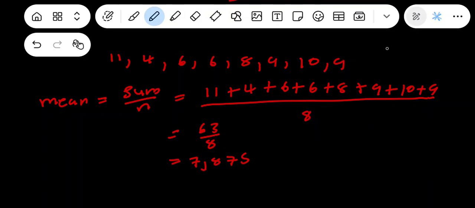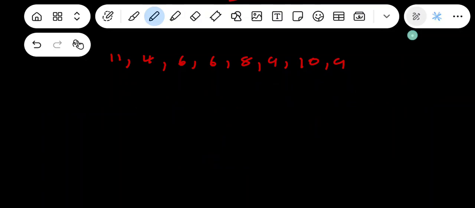So we have to find now the median, the middle term there. I've said when we find the median, we write our sequence in an increasing form. The smaller number there is 4. The following is 6. Also 6. Then we have 8. We have 9. We have 9. We have 10. We have 11.